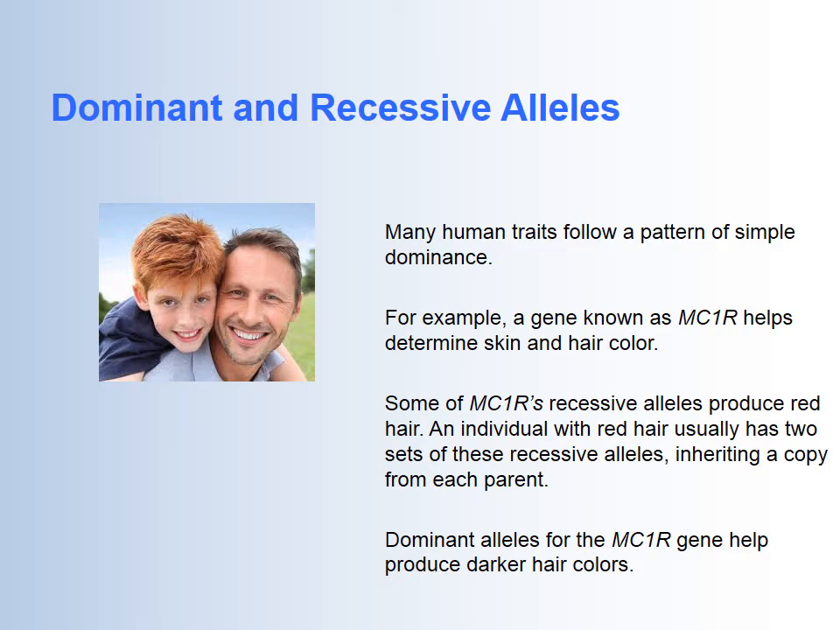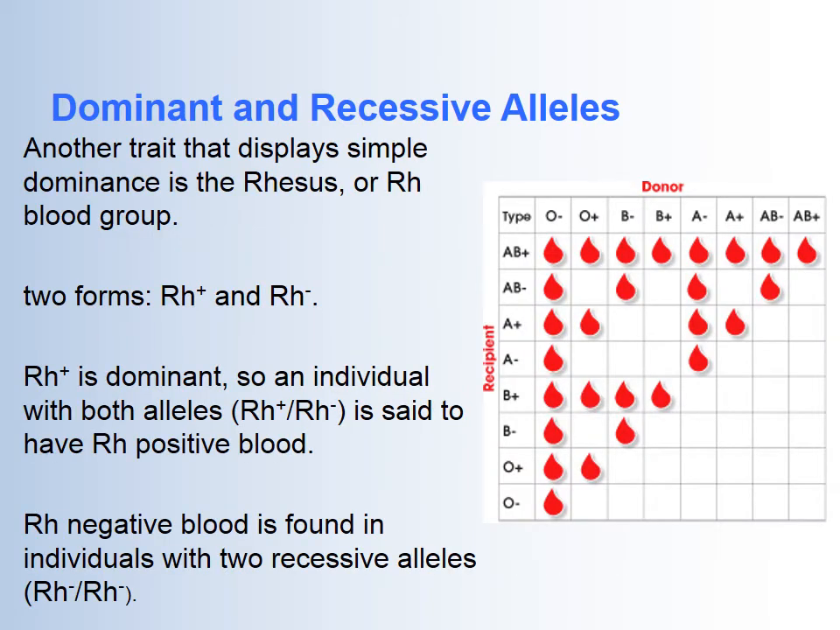So many of the human traits, as I said earlier, follow what's called simple dominance. One of those is hair color. Here's an example: dominant alleles for the MC1R gene help produce darker hair colors. Another example of dominant-recessive is the Rh factor. We talked about this when we were talking about blood. Pretty much you're either Rh positive or Rh negative, and Rh positive is dominant to Rh negative.